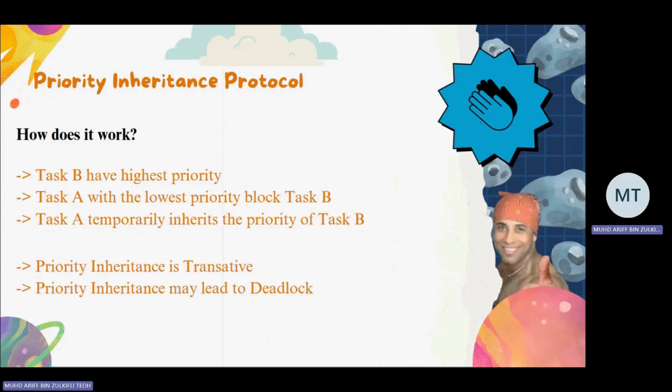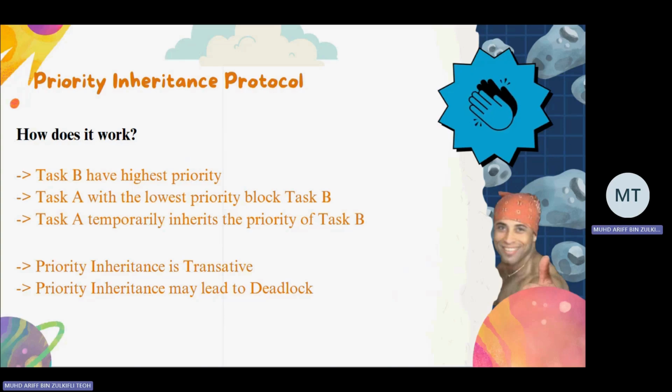So how does the priority inheritance protocol work? Let's say, given the circumstance, task B has the highest priority, task A has the lowest priority, and task A locks task B. So task A will temporarily inherit the priority of task B. So let's say task A has the biggest priority, task B will run first because it blocked task A.